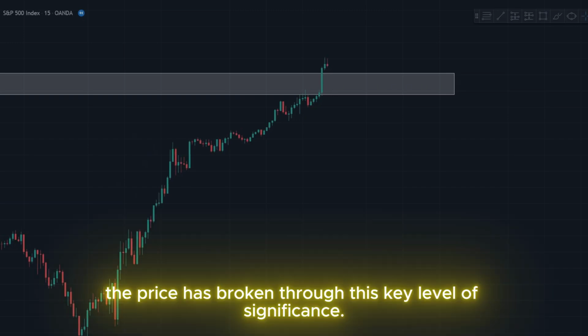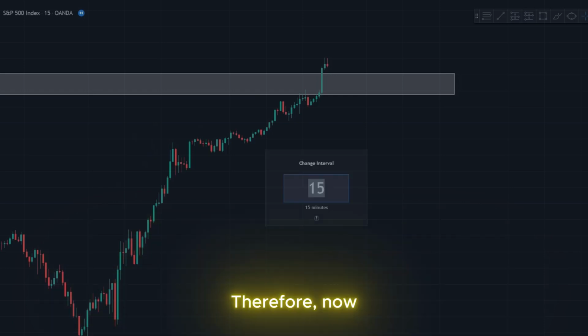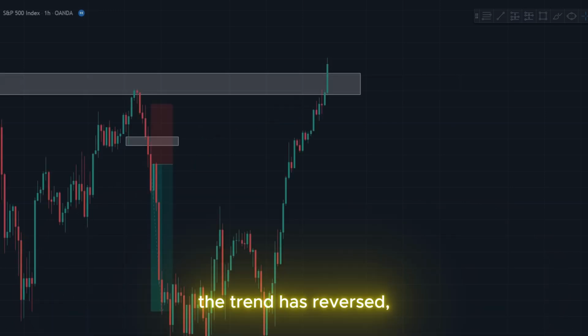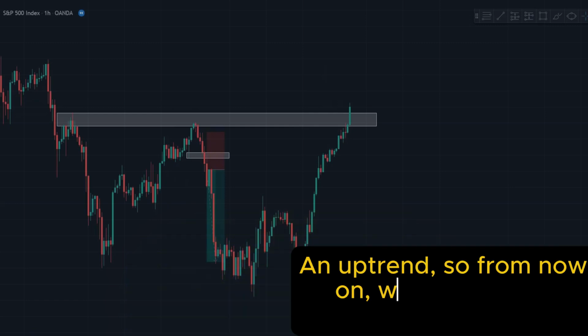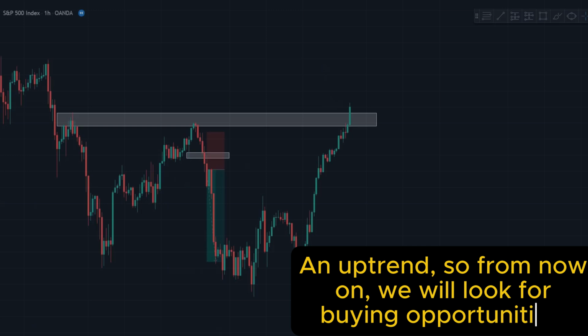The price has broken through this key level of significance. Therefore, now, the trend has reversed, turning into an uptrend. An uptrend, so from now on, we will look for buying opportunities.